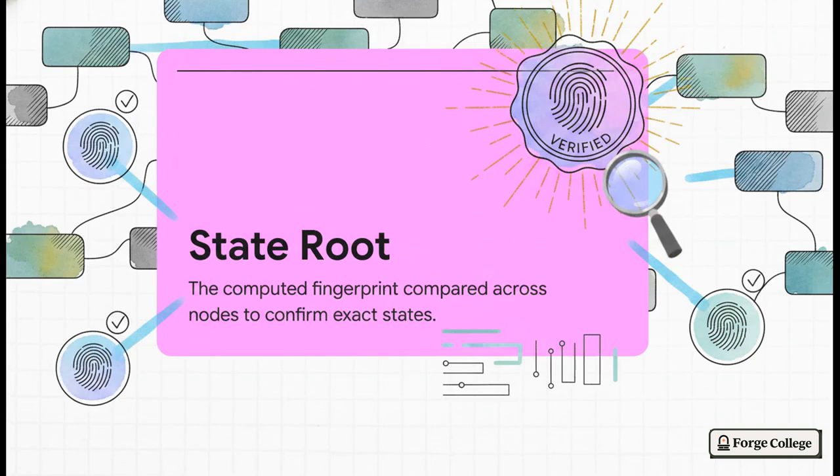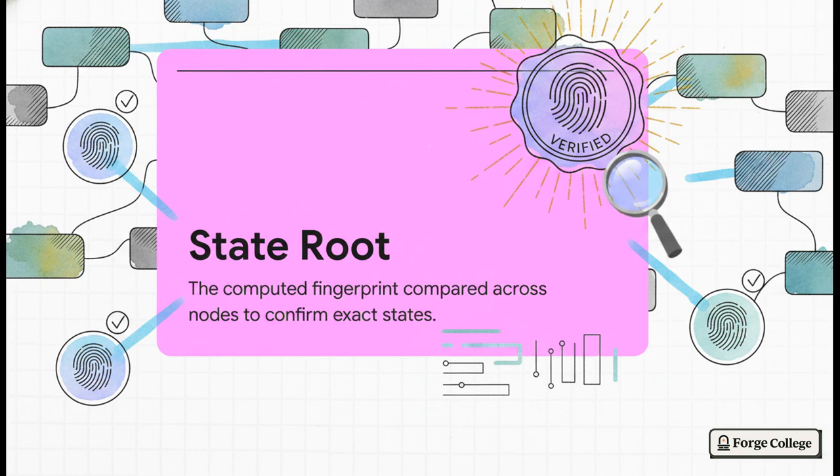So you might be wondering, how do we quickly check if everyone actually matched up? We use something called a state root. This is that deterministic computed fingerprint we just mentioned. Think about it. Sending the entire updated skyscraper blueprint to everyone to double check would be impossibly slow. So instead, nodes just compute this simple hash, this state root.